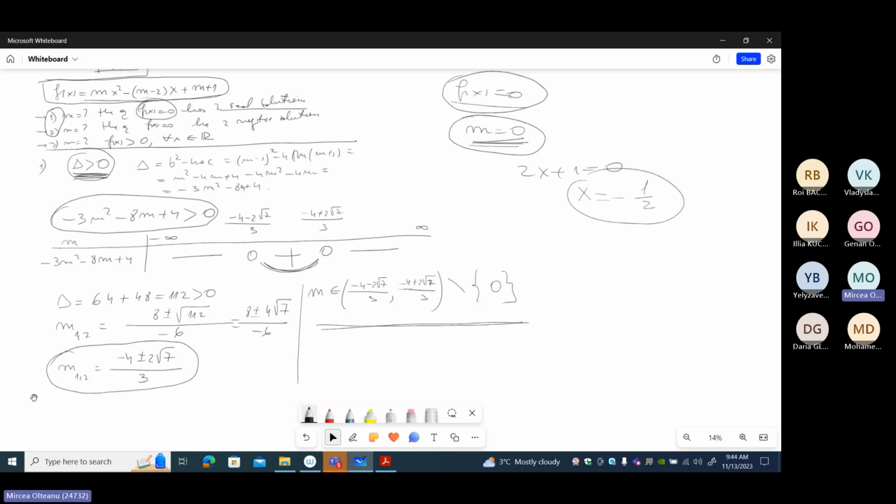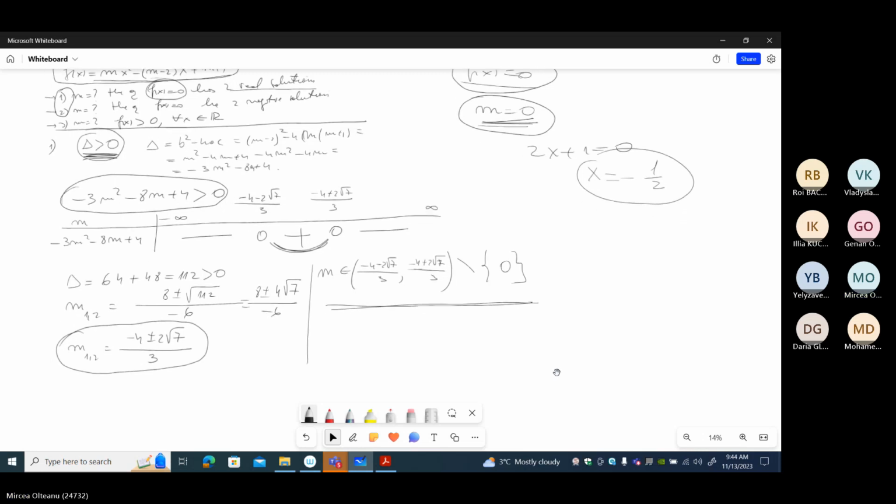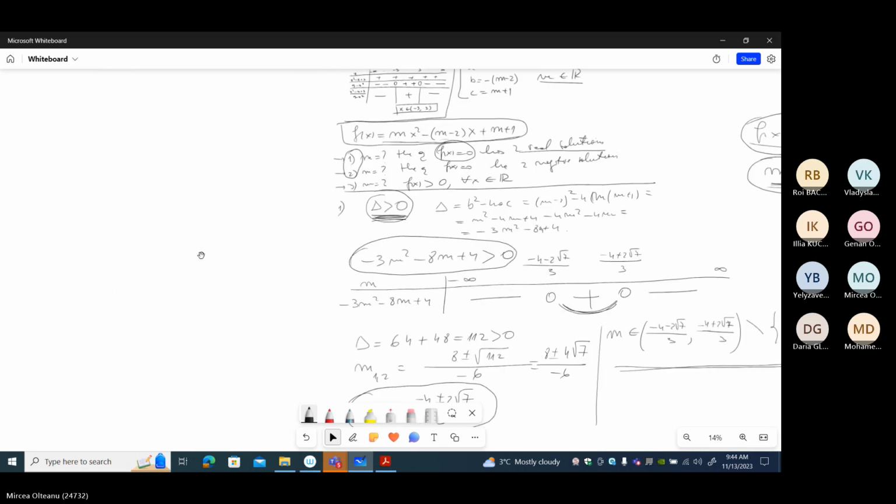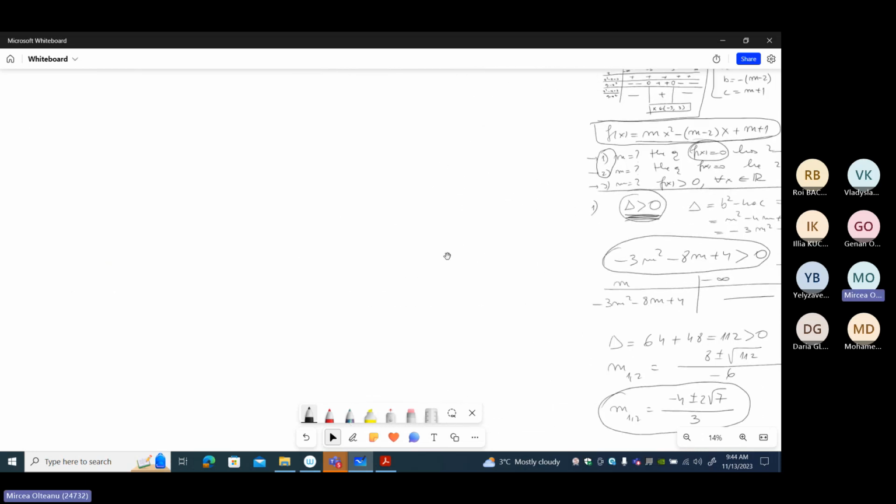Okay, now for the second question. Now we want the same equation to have two negative solutions.